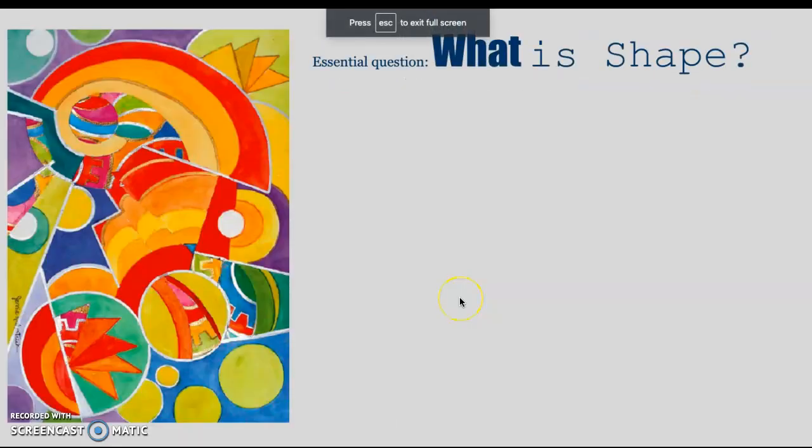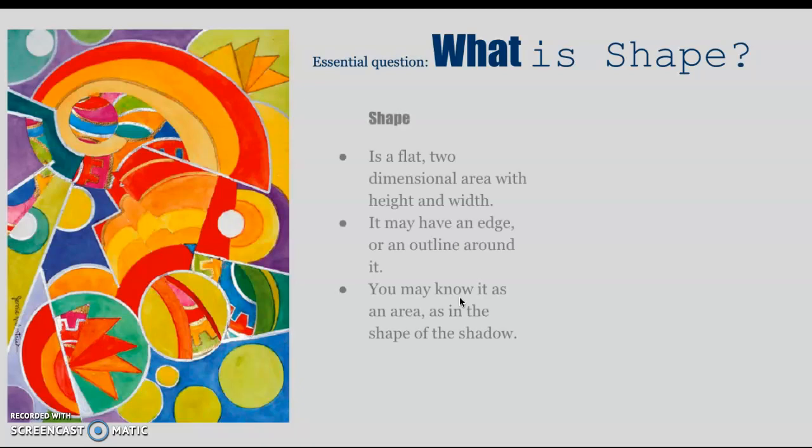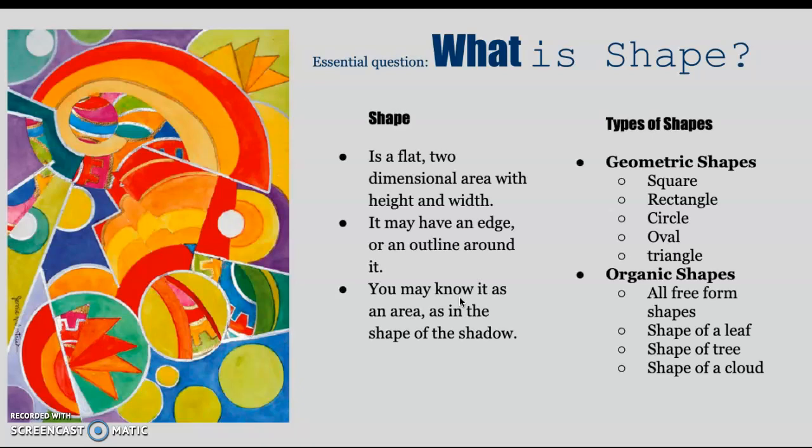So, what is shape? On the left here, we have an abstract painting that features a variety of shapes, both organic and geometric. So let's discuss what shape is and the types of shapes. A shape is a flat two-dimensional area with height and width. It may have an edge or an outline around it, and sometimes it's even the shape of a shadow.